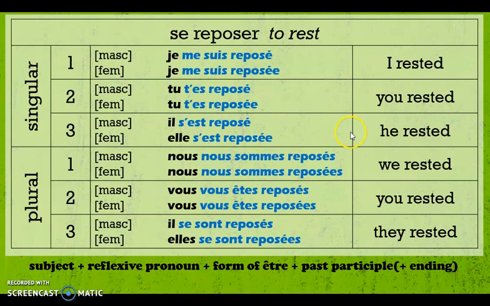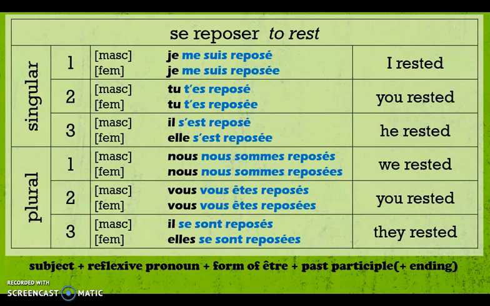Okay. Je me suis reposé. I rested. Okay. Here I've got my je, my subject. I follow that by my reflexive pronoun. I have my form of être. I have my past participle. And my past participle may need an ending depending upon whether it's masculine or feminine, singular or plural. All right, so it's je me suis reposé. See, all I do is conjugate the verb like I regularly would in the passé composé, except I put the reflexive pronoun in front of the helping verb.